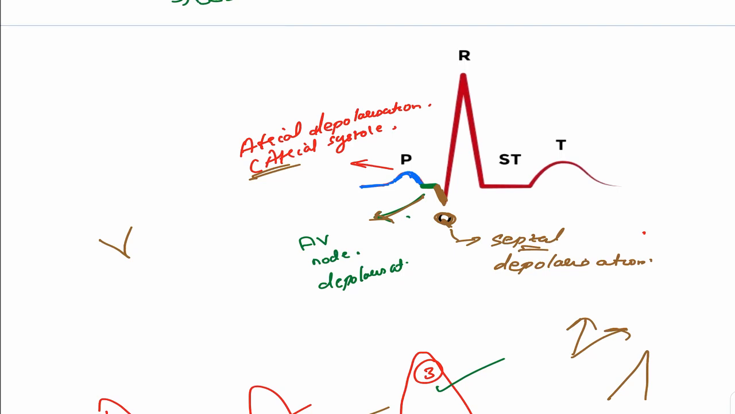So the peak, how much deflection takes place, is dependent upon how much is the depolarization, and how quickly the deflection takes place depends upon the velocity. How much the deflection takes place depends upon how much is the depolarization potential, depending upon the health of that particular region.